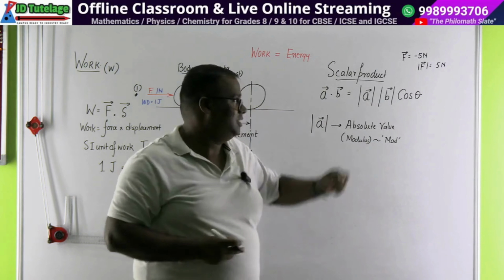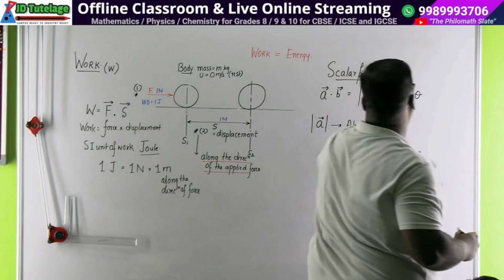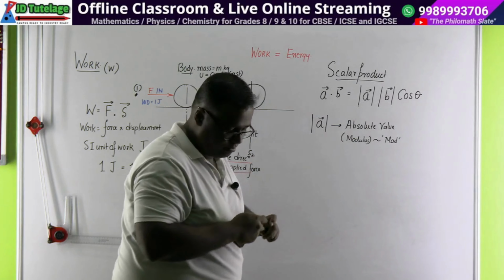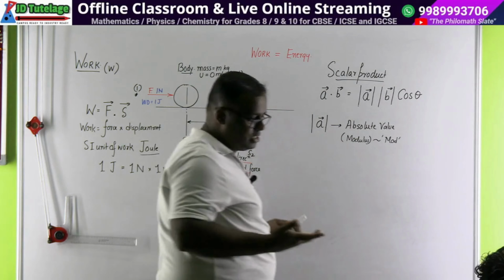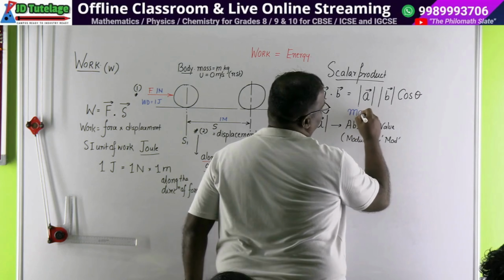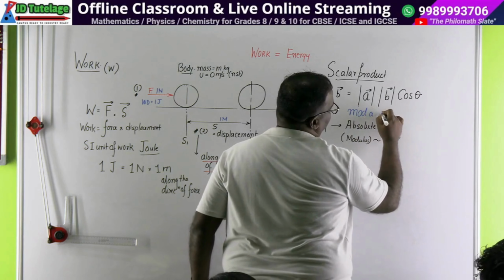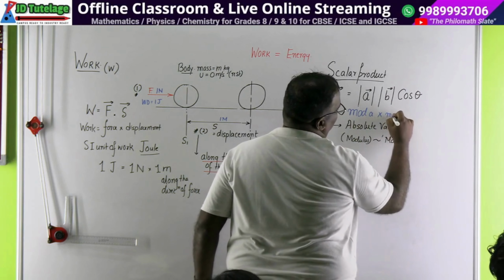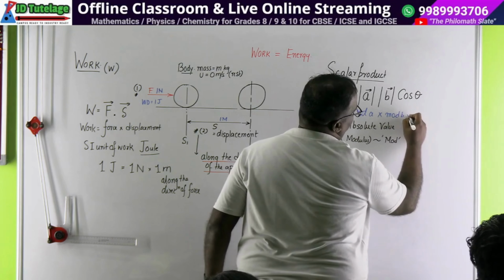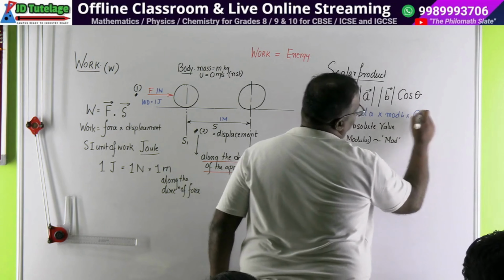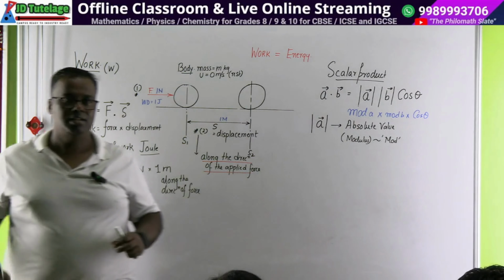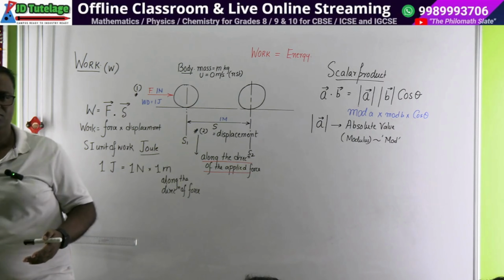Got it? So this is how we read it. This is read like this: mod A into mod B into cos theta. We don't have the cos theta part yet, we still need to learn that too. Absolute value means absolute value.